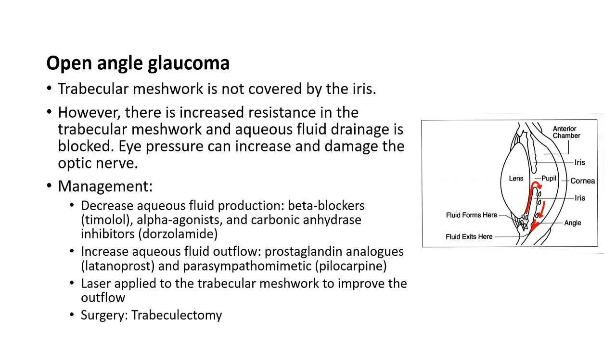The surgical treatment is called trabeculectomy, and it involves the creation of a fistula between the anterior chamber and the subconjunctival space to improve outflow and thus lower the intraocular pressure.